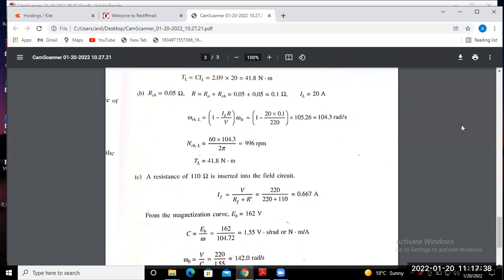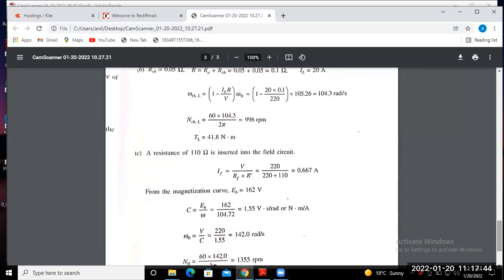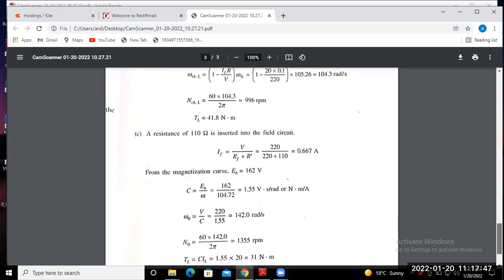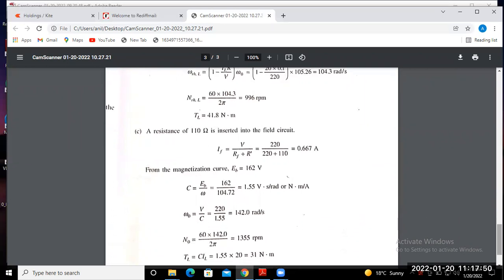Okay, so omega 0, that means the no load velocity in radian per second, equals V by C. So V is already given to you, that means 220 volt divided by whatever value you obtained for C, just put here, that is 1.55. If you solve 220 by 1.55, then you will get almost 142 radian per second. Is it not? So now if you want to convert to revolution per minute, just put in the formula for the relation between radian per second and revolution per minute.